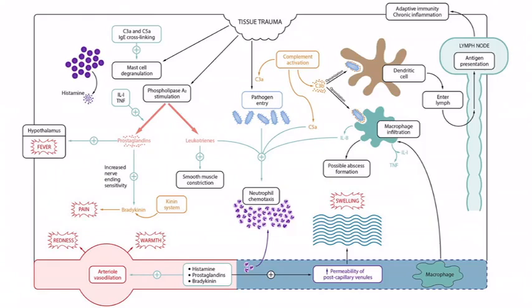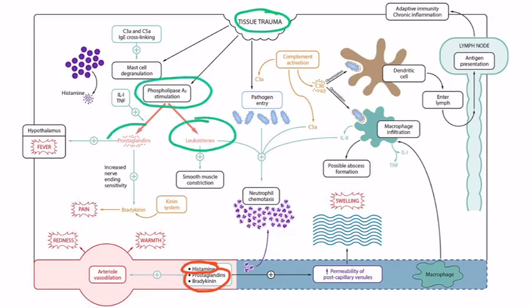So going back to the diagram, we can see the arterioles and the postcapillary venules at the bottom being acted upon by histamine. But clearly, histamine isn't the only chemical that can cause these symptoms or act on the arterioles and postcapillary venules. For example, you can also see that prostaglandins and bradykinin can perform these actions. So let's focus more on prostaglandins right now. So here's what happens. There can be tissue trauma, which will cause phospholipase A2 stimulation. This will lead to increased production of leukotrienes and prostaglandins. So let's just focus more on prostaglandins for now.